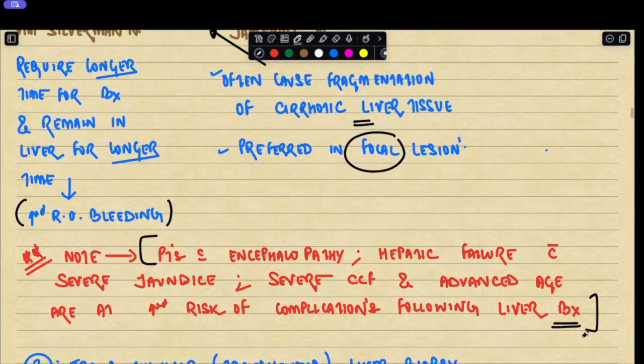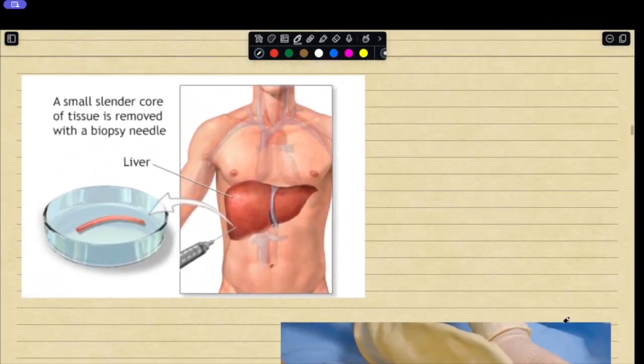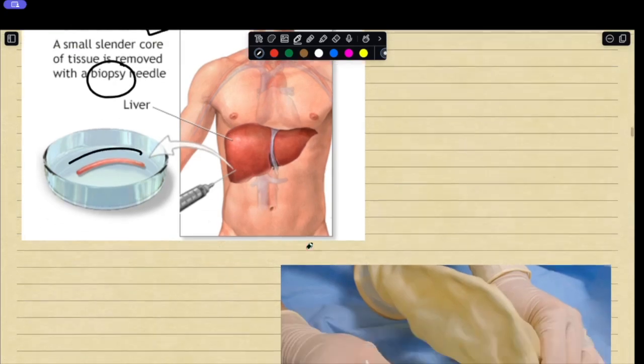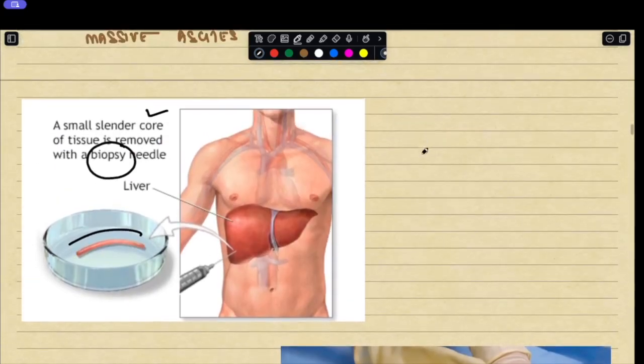So let me show you. This is how you carry out the most common percutaneous liver biopsy, wherein a small slender core of liver tissue is removed with the biopsy needle. It can be blind, it can be real-time imaging guided, or it can be the plugged variety. This is the core of tissue that you have removed. So this is basically the percutaneous biopsy.